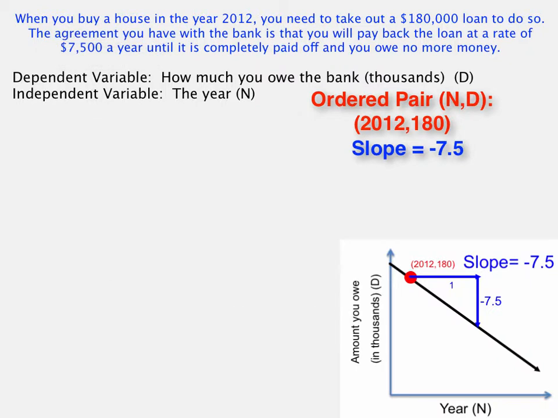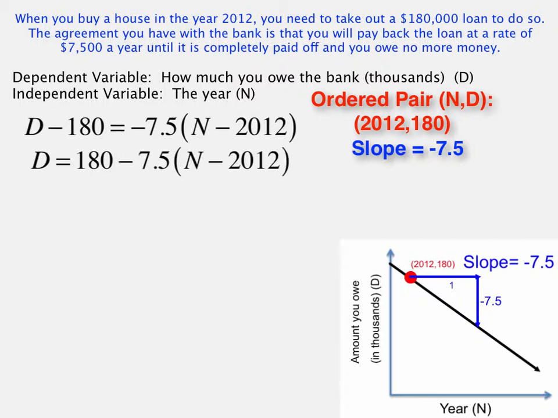So now that we have a rate of change, or a slope, and an ordered pair, we're ready to use these two pieces of information to create an equation to model this relationship using the point-slope form of a linear equation. Alright, in this case, our equation would be D minus 180 equals negative 7.5 times the quantity N minus 2012. Again, I don't prefer the point-slope form of the equation as much as I prefer this one. D equals 180 minus 7.5 times the quantity N minus 2012.